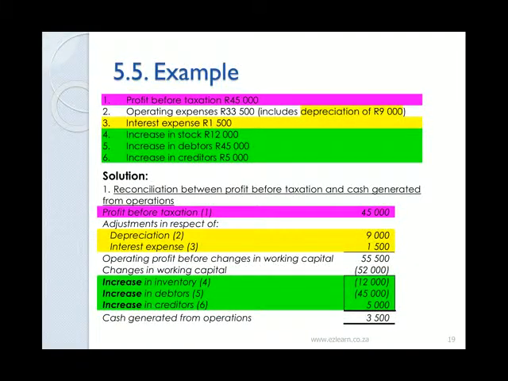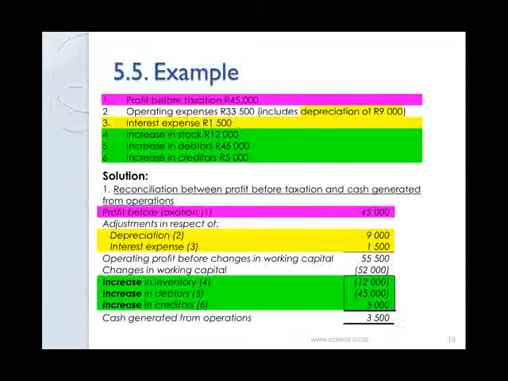Pieces of information, numbers 4, 5, and 6, tell us about our changes in stock, debtors, and creditors. To get these figures, we would consider the changes on the statement of financial position. We would look at how inventory increased or decreased. In this case, it increased and must be shown as an outflow of cash.